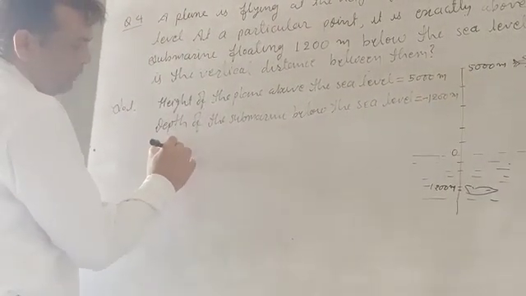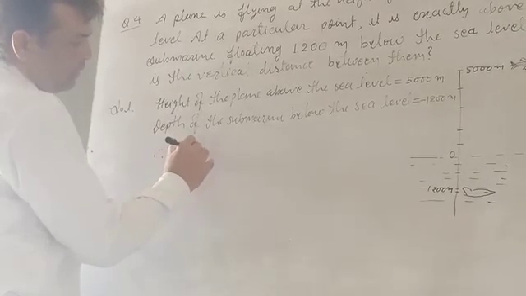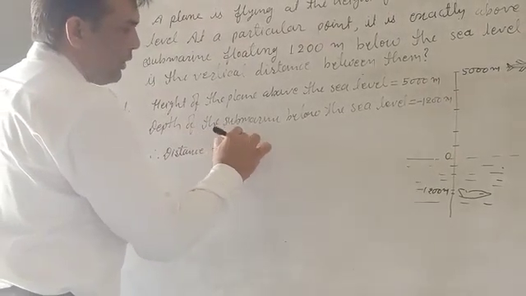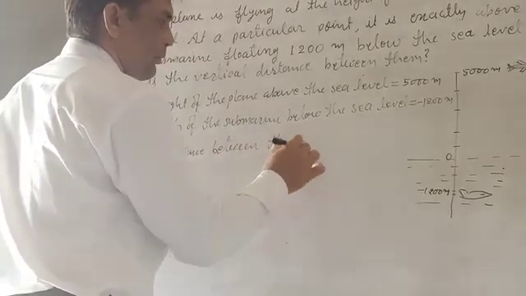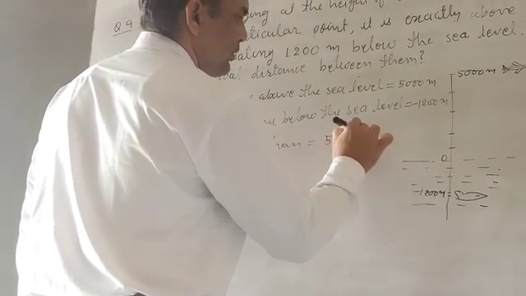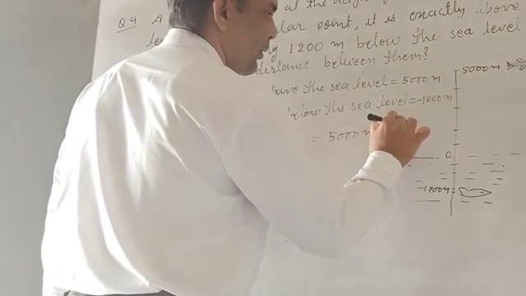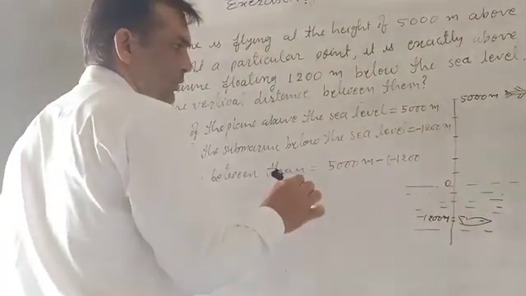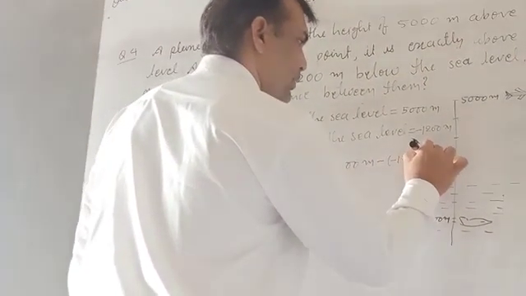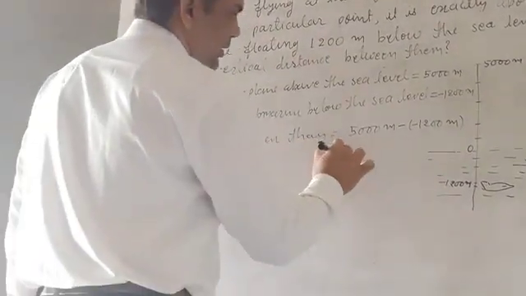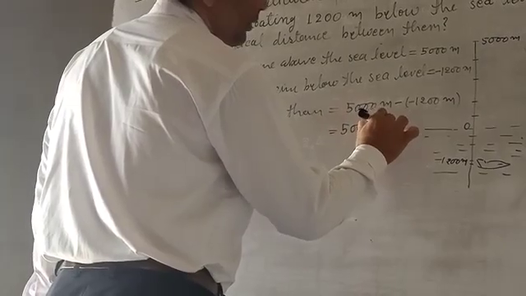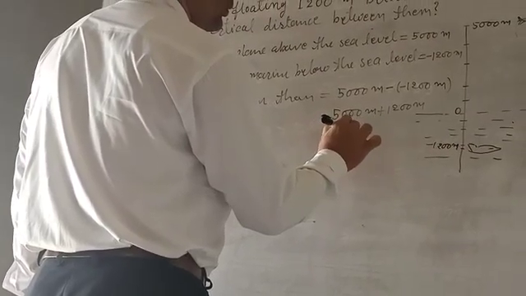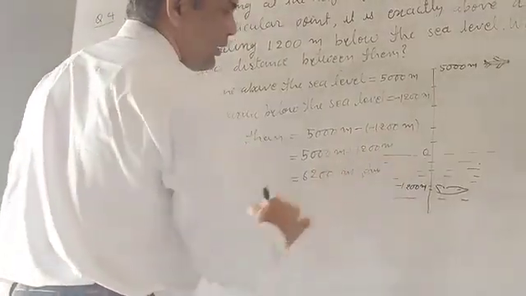Therefore, distance between them is equal to 5000 meter plus minus 1200 meter, that is 5000 meter minus minus 1200 meter, which is equal to 5000 meter plus 1200 meter, which is equal to 6200 meter. This is the answer.